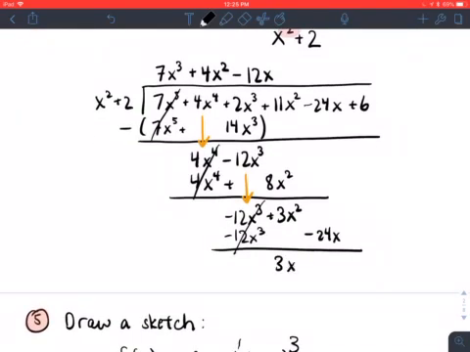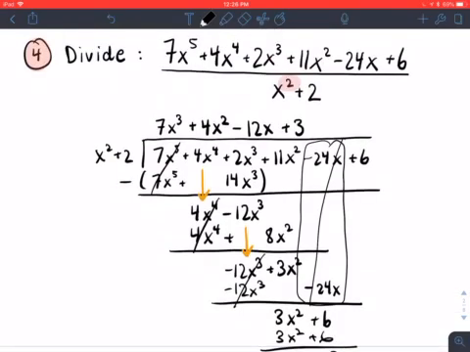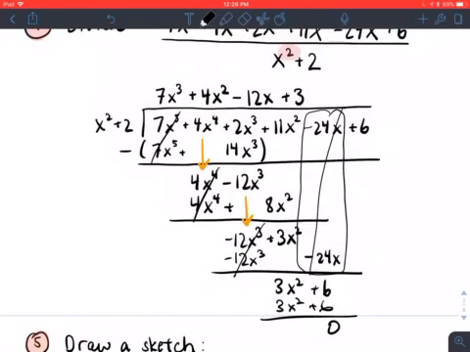So now we will have a 3x squared. And notice that this time, these two will cancel out. So we will get simply a plus 6. This means that our final term at the top should be a positive 3. We'll get a 3x squared plus 6 for a remainder of 0. So our final answer is 7x cubed plus 4x squared minus 12x plus 3.